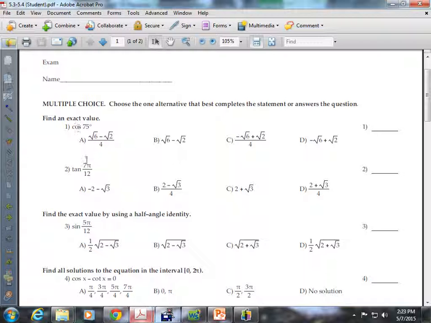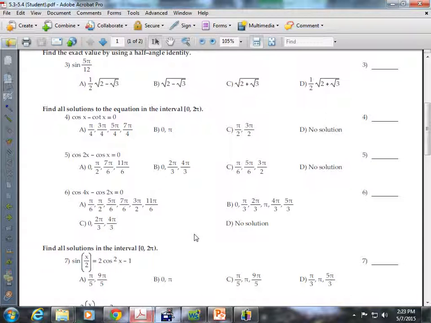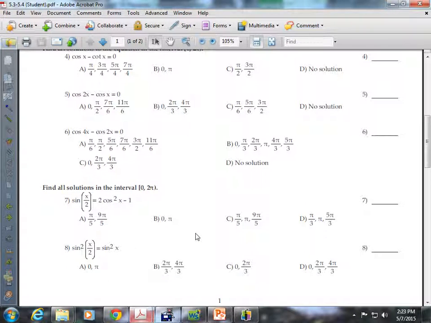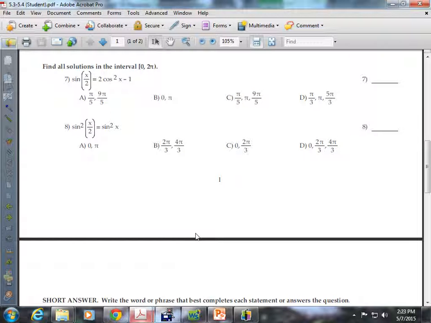Adding or subtracting. So these are your sum and difference identities. 1 and 2 are sum and difference ones. Number 3, find the exact value by using a half angle identity. Okay. Find all solutions to the equation in 0 to 2 pi. So solving equations on 4, 5, and 6. Same thing in 7, 8, and 9, but we've got some half angle stuff up there in power reducers.